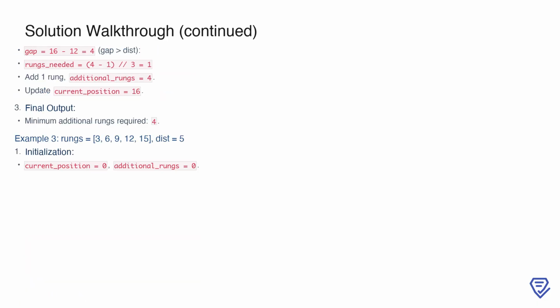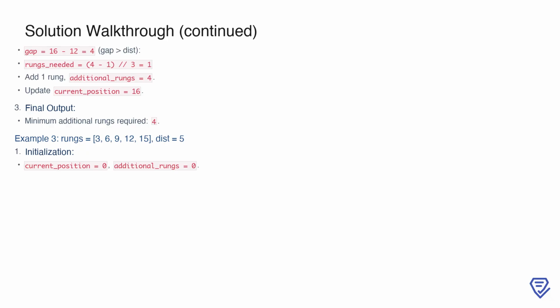Finally, the gap to the last rung at position 16 is also 4, which exceeds dist. Once again, we calculate (4 - 1) / 3 equals 1 additional rung, increasing additional rungs to 4, and update current position to 16. For this example, the total number of additional rungs required is 4.